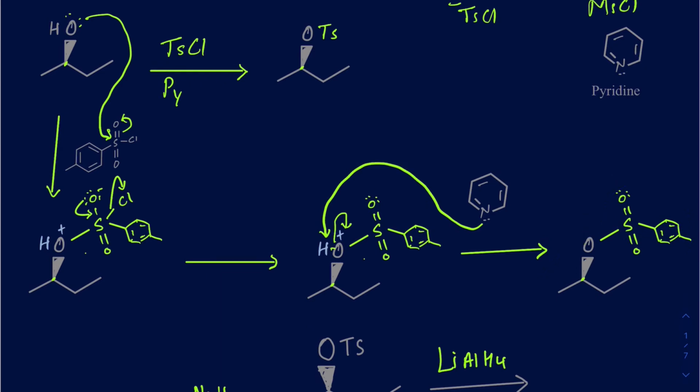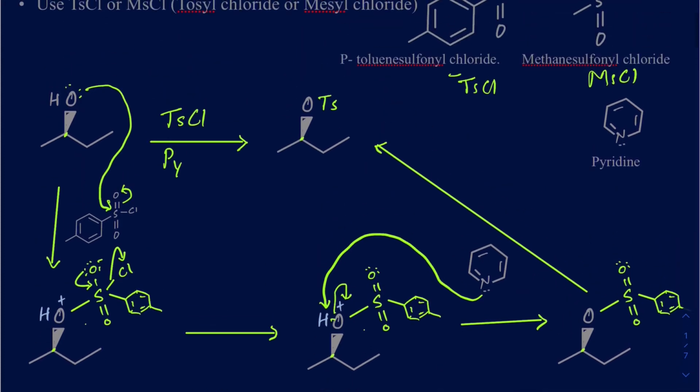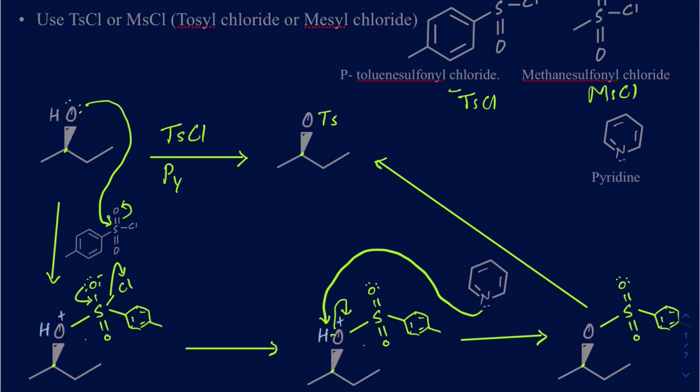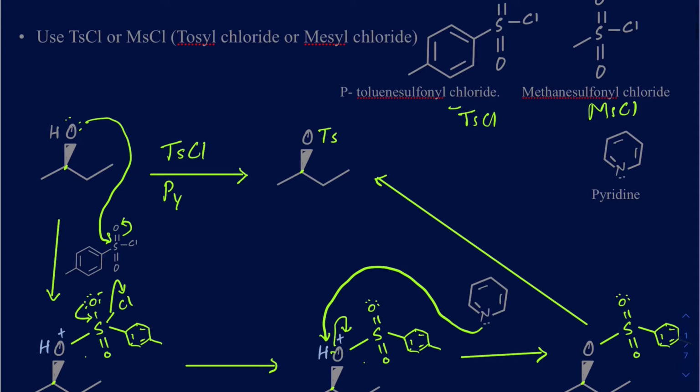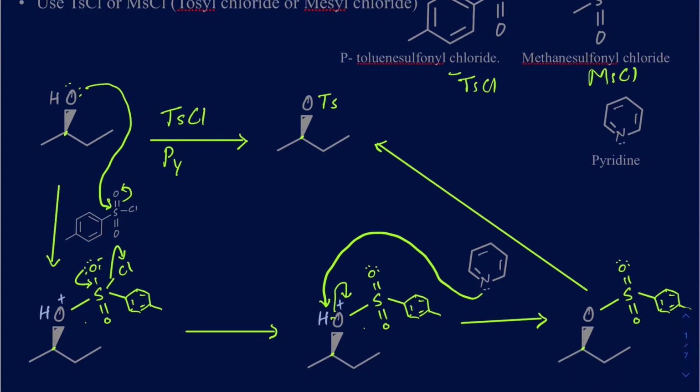Now, instead of drawing all of this, what we usually do is write this in the form of an OTs. So either you're going to see this written as an OTs, or if you're using mesyl chloride, you're going to see this written as OMs. And keep in mind you don't really change the stereochemistry.